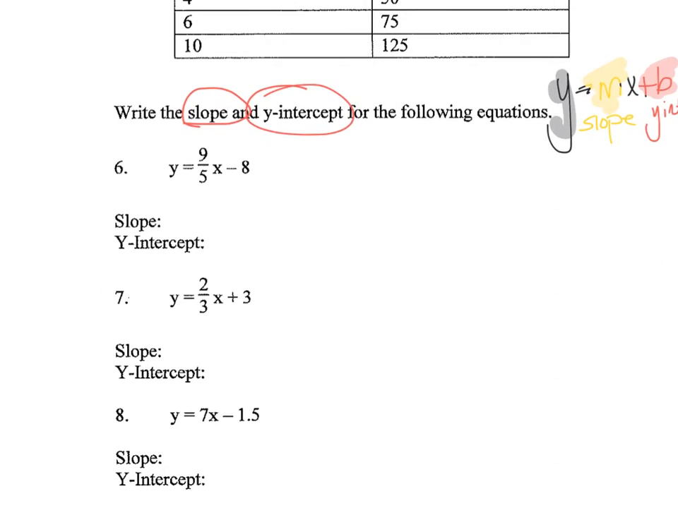If we look at number 6, this number that's next to my x is my slope, and I'm going to turn that into a decimal by dividing it. So 9 divided by 5, so I'm going to write s is 1.8. And the y-intercept is 8, but you have to include the sign that comes right before it. So it's negative 8.